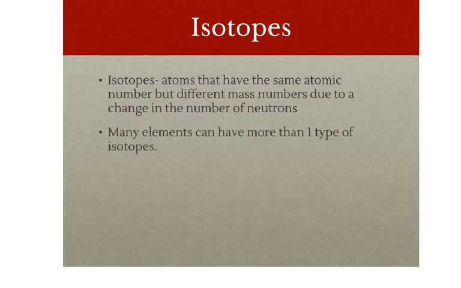Isotopes are atoms that have the same atomic number but different mass numbers due to a change in the number of neutrons. Remember, to determine the mass number, you add your protons, which never change, plus your neutrons. If your neutron number changes, you are now known as an isotope.